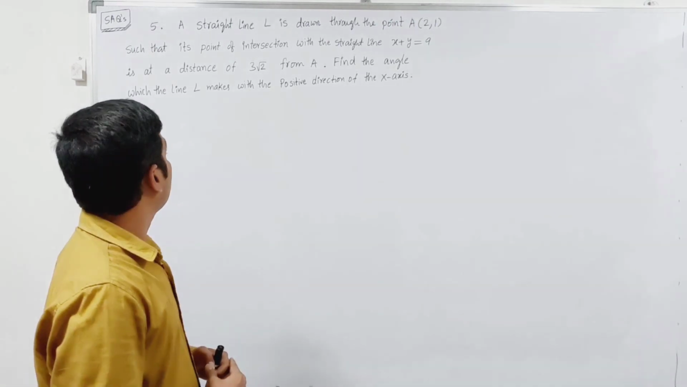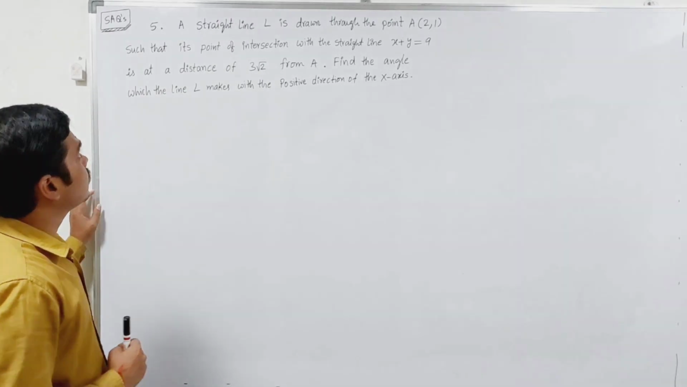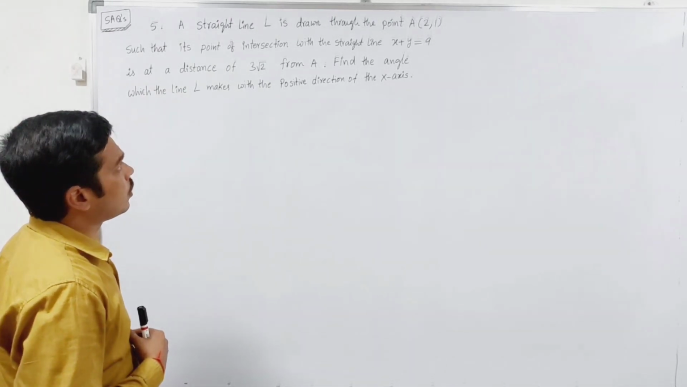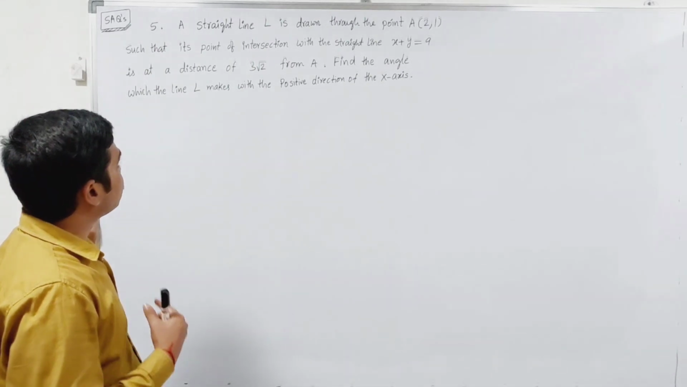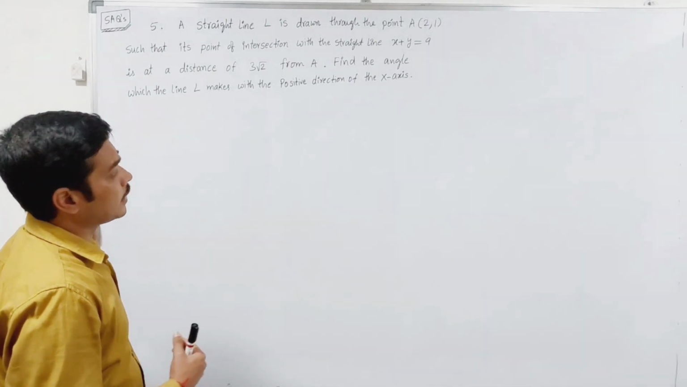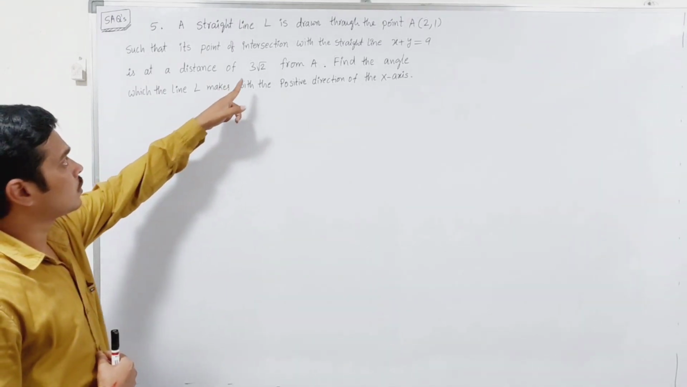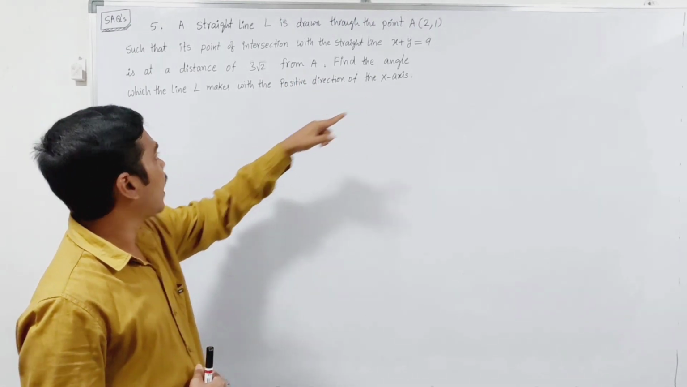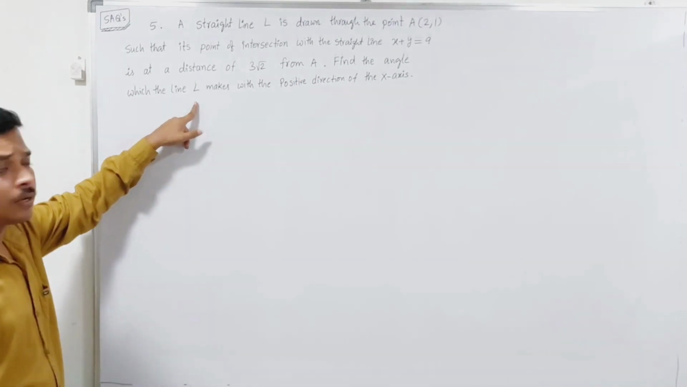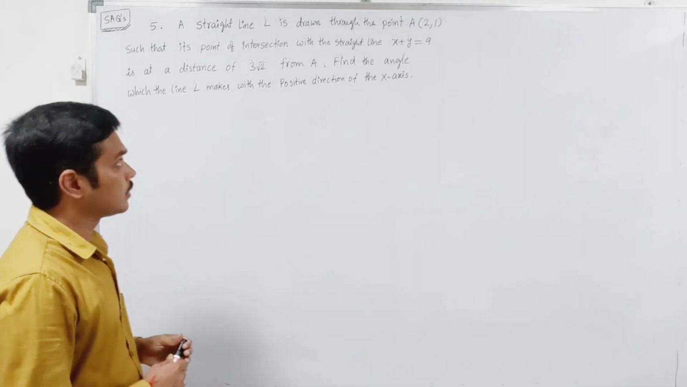Next, fifth problem from straight lines SAQs. In this problem, a straight line L is drawn through the point A (2, 1) such that its point of intersection with the straight line x + y = 9 is at a distance of 3√2 from point A. Then find the angle which the line L makes with the positive direction of the x-axis.